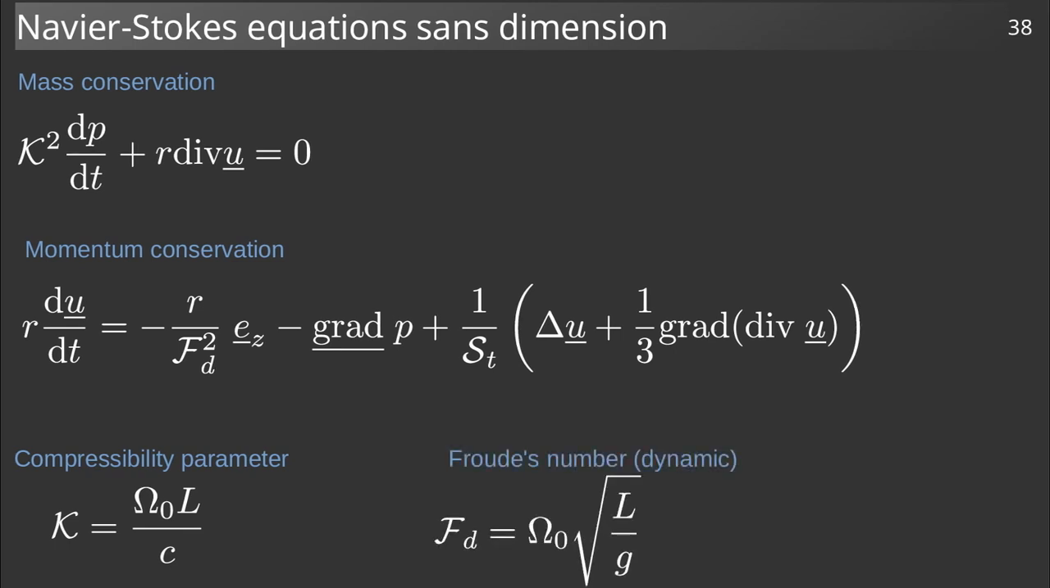The second number, Fd, is the dynamic fluid number. Two characteristic frequencies appear, omega naught and square root of g on L. Finally, the third number, called Stokes number, is the equivalent of a Reynolds number in the framework of a structure oscillation at the frequency omega naught.